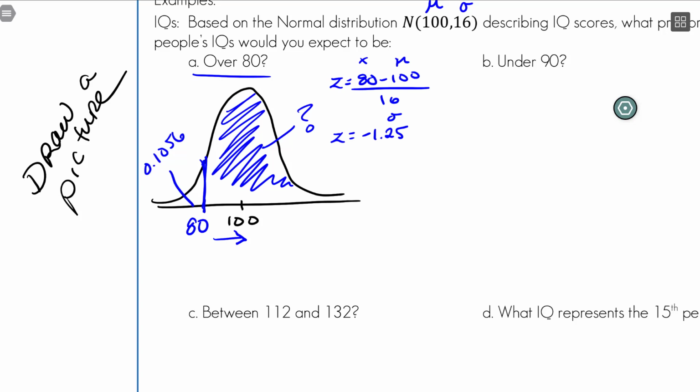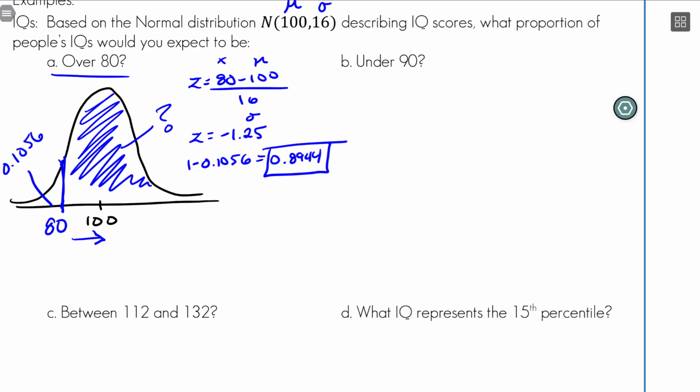Well, this is a complement rule, right? If 10.56% all have an IQ below 80, then what about those that have it above 80? Well, all we got to do is subtract. 1 minus 0.1056 will give us the answer we want, and that's 0.8944. And that certainly does appear to be about 89.44% of that curve. I can at very least see that it's more than 50%. Let's take a look at the next example.